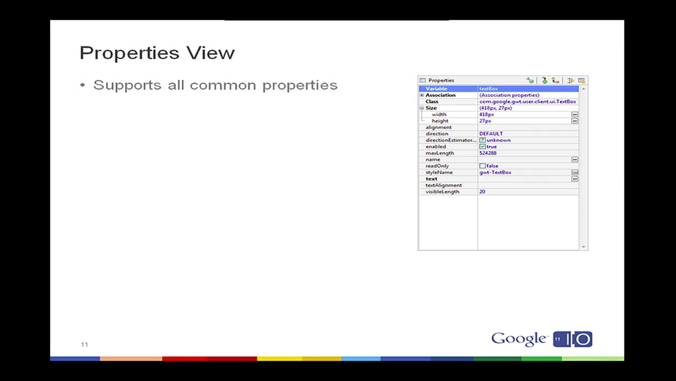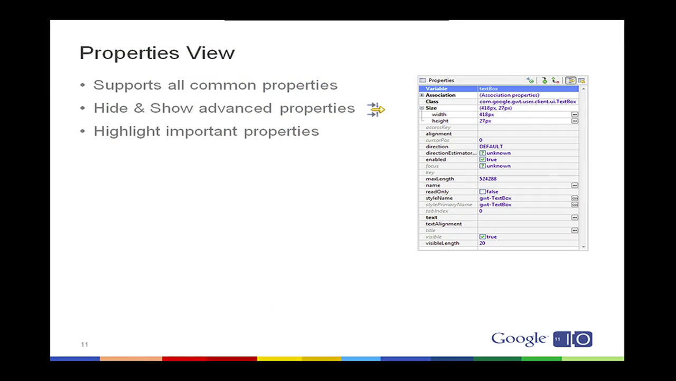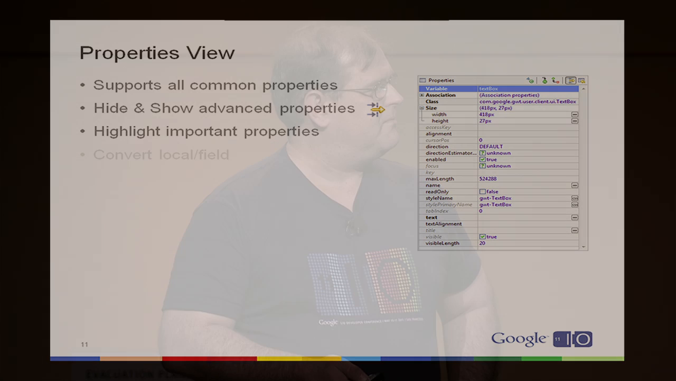The properties view shows all of the standard common properties by default. If you want, you can also reveal various advanced properties by clicking the little icon in the corner. Those are properties you typically don't need to access, but if you need to, you can get to them. All of the most important properties are highlighted in bold so you can see them quickly.